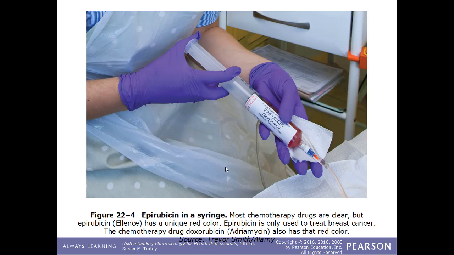In this image we have an example of a syringe filled with epirubicin. Now, most chemotherapy drugs are going to be clear in appearance, but epirubicin, also known by the brand name Ellence, has a very unique bright red color to it. And this drug is only used to treat breast cancers. And one other drug also has this bright red color, and that would be doxorubicin.